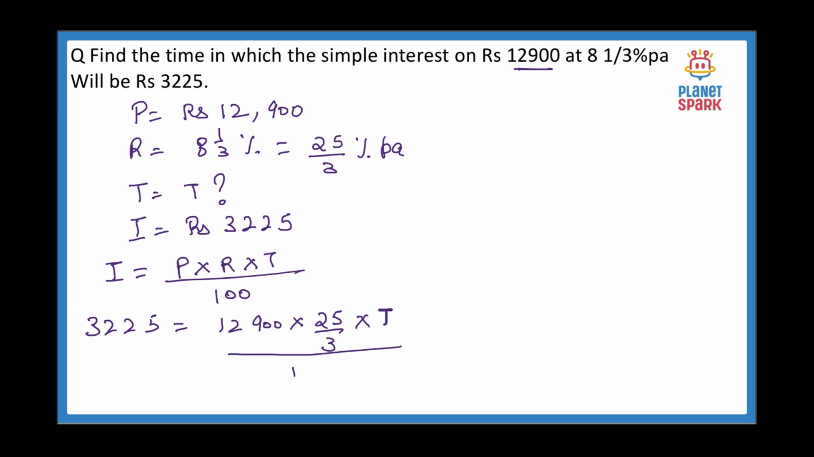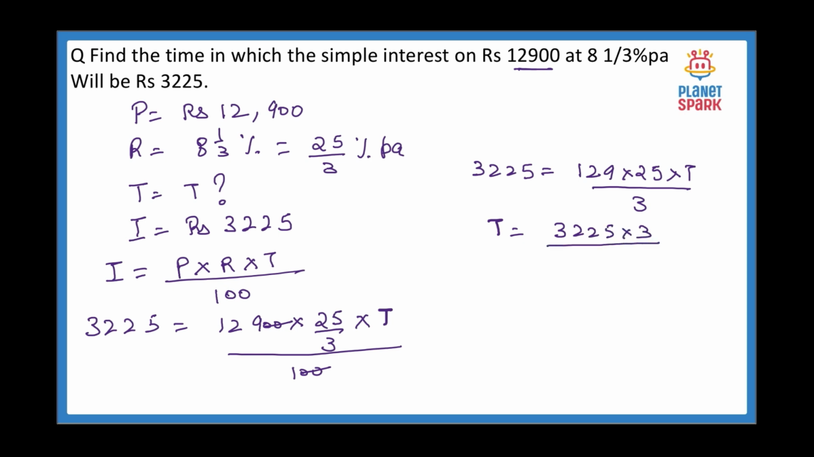On further simplifying this, we can cancel 0 with 0 and 3 will come in the denominator. Further, when I simplify this, it will become 3,225 is equal to 129 into 25 into T over 3. Now 3 would be taken on the other side. If I take 3 on the other side, it would be multiplied and 129 and 25 would be divided. Further simplifying them, we are going to get the time is equal to 25 and 3,225 can get cancelled. Again 129 and 129 will get cancelled. I'll get that time is equal to 3 years.